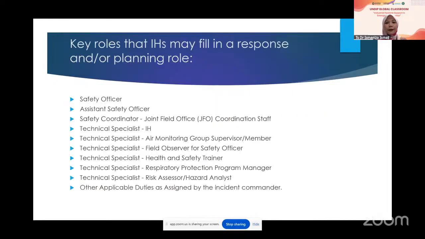So a hygienist doesn't have just one role. We can be safety officers, technical specialists, air monitoring experts, trainers, risk assessors. So basically, hygienists wear many hats, sometimes all at once. Looking at these roles, which one do you think is most stressful of all this? Which one do you think is most stressful?